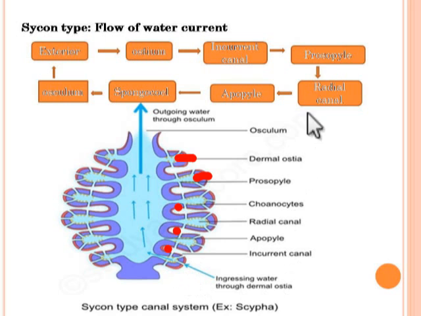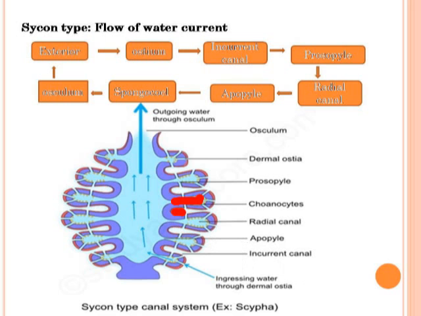Here this is the incurrent canal, and then through this incurrent canal the water will move through the prosopyle. This is the prosopyle. By means of this prosopyle, the water will move from the incurrent canal to the radial canal. So prosopyle is the intermediate between these two regions. One is the incurrent canal and the other region is termed the radial canal.